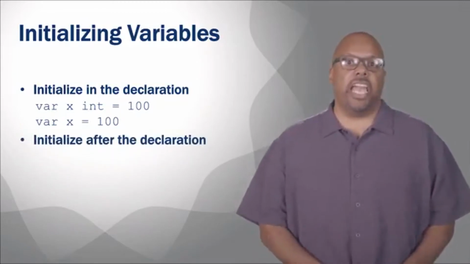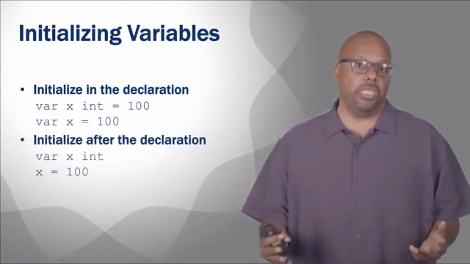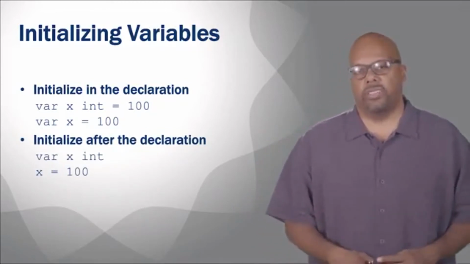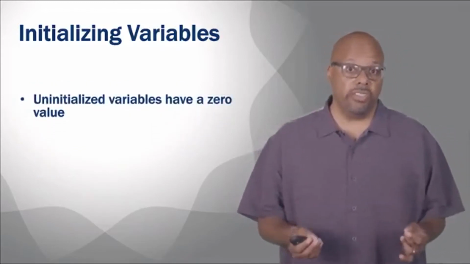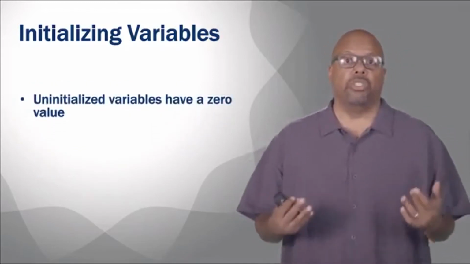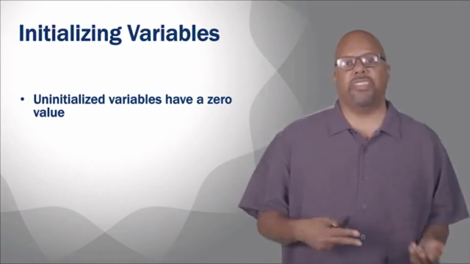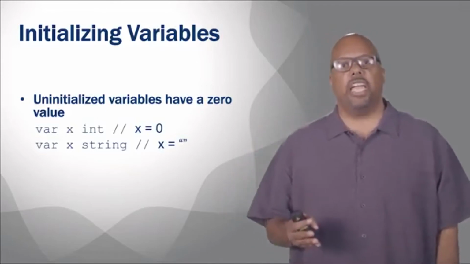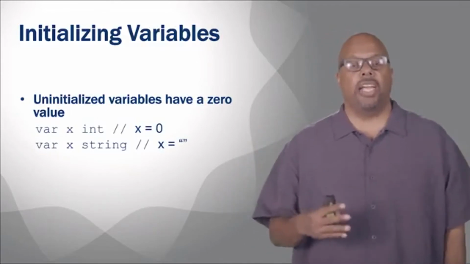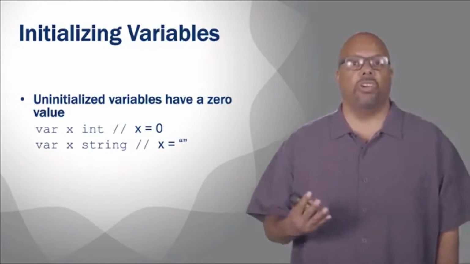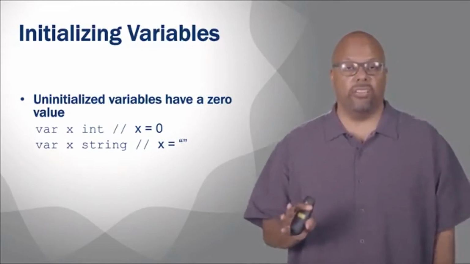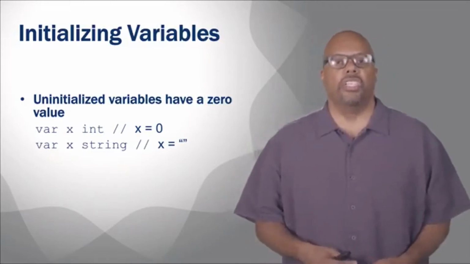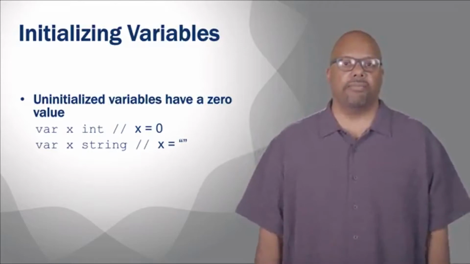Next up, initializing after the declaration. So you can just say var x int, and then afterwards you can say x equals 100 on a following line. And that's another way. Now, if you don't explicitly initialize a variable, it will still get a value. It'll get the zero value for its type. So for instance, say I say var x int. The zero value for its type is 0, right? So x will be automatically initialized to 0 if I don't say anything else. If I say var x string, the zero value for a string is just the empty string. So x would be initialized to the empty string in that case.